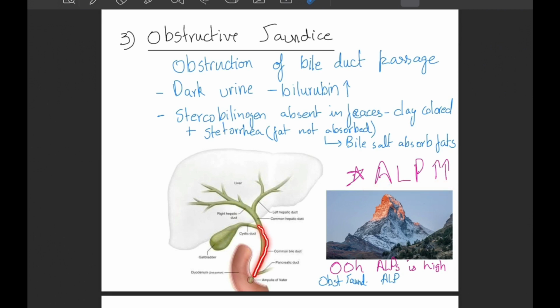And this is due to the biliary tract, you can see, and the mnemonic for this is, you can see the ALP mountain. So you see the ALP mountain, you say, oh, ALP is high. So for O we have obstructive jaundice here. So the word O is for obstructive jaundice, and the ALP is for the ALP mountain.